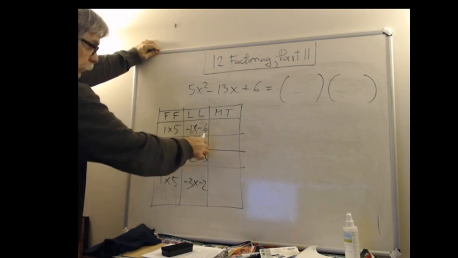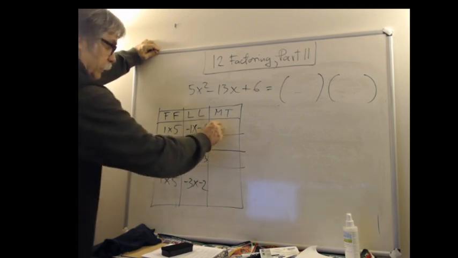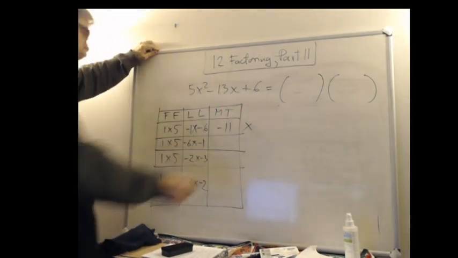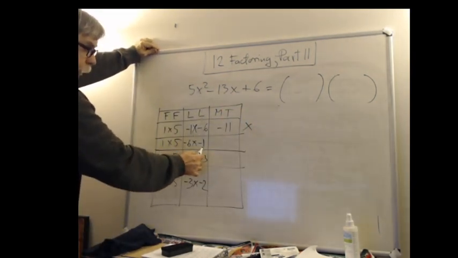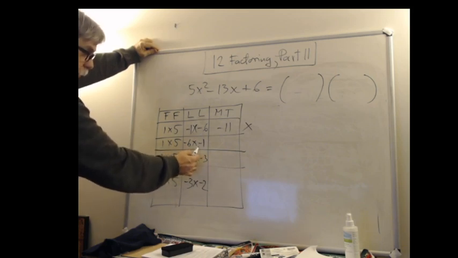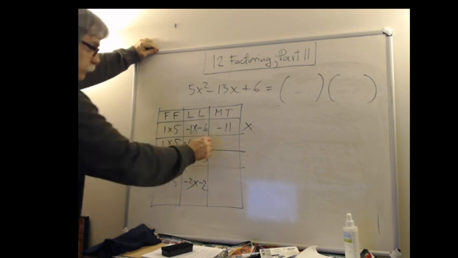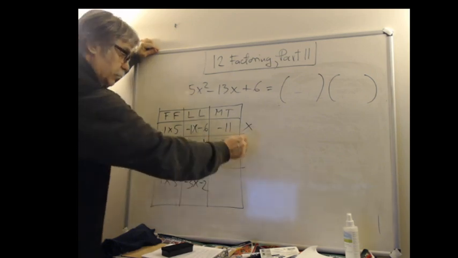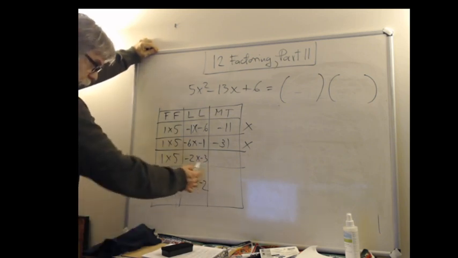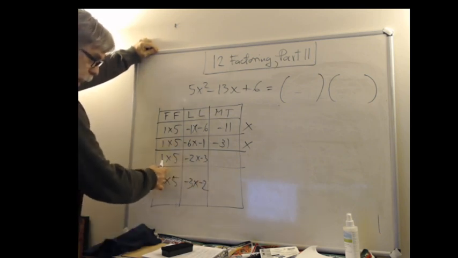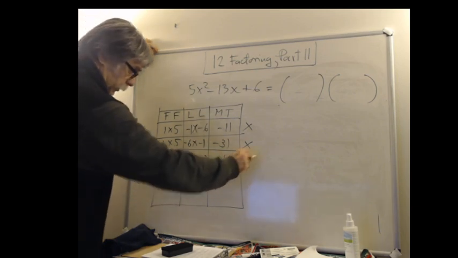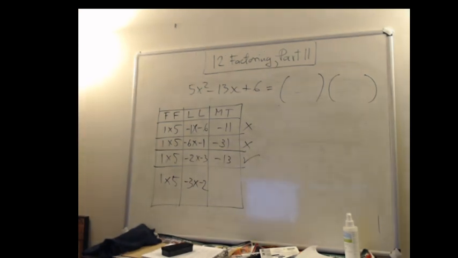OI, negative 6, negative 5, negative 11. You don't have negative 11 here. Negative 1, negative 30. You multiply this and this, you multiply this and this, and then you add. Negative 31. Well, that's definitely not there. Okay? Negative 3, negative 10. You multiply this and this, negative 3, you multiply this and this, negative 10. It's negative 13. This is the one that works. You don't even have to go to the next one.